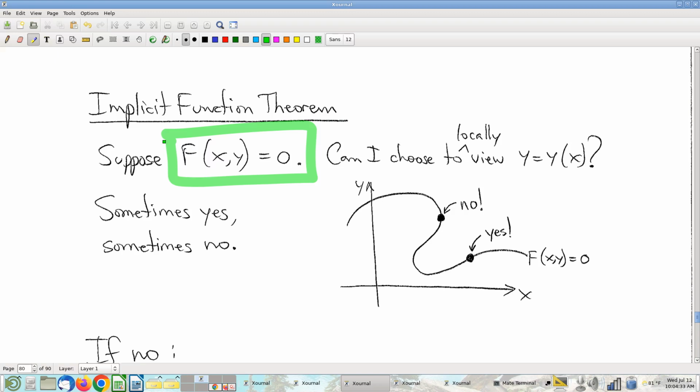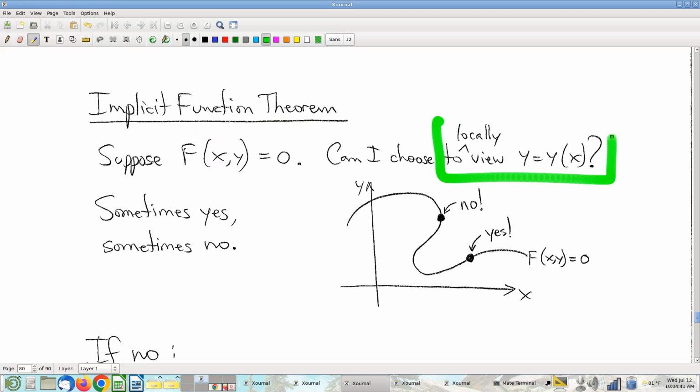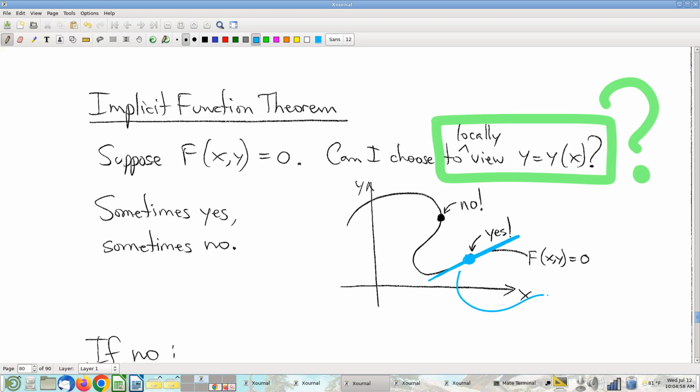But let's suppose I want to view y as being a function of x. Now, real quick, why would I want to view y as being a function of x? What's the point of this? Who cares if y is a function of x? The reason I would want to do this is that, for example, at a point like this one, I might want to talk about that slope, which I am tempted to write as dy/dx.